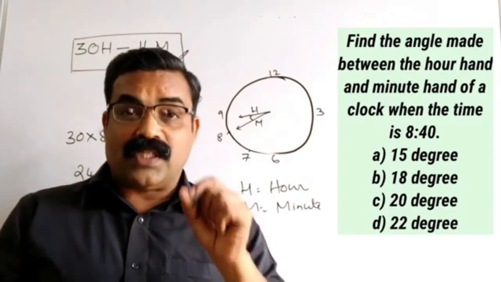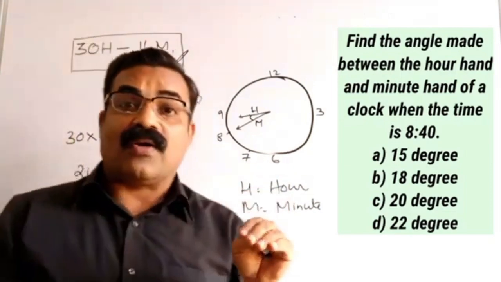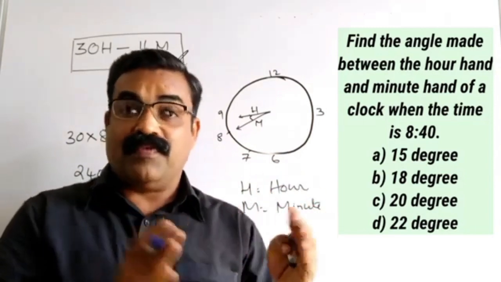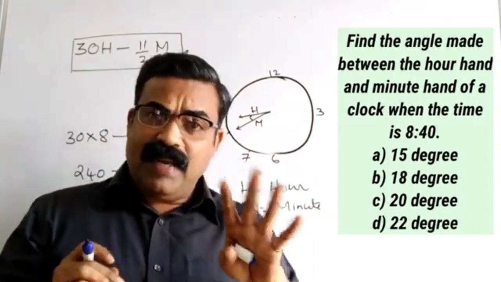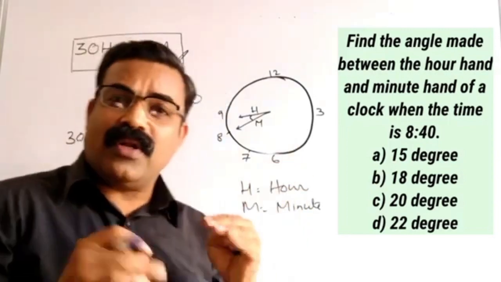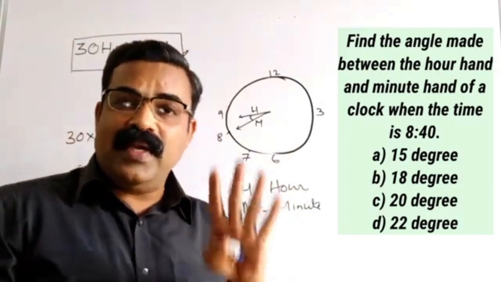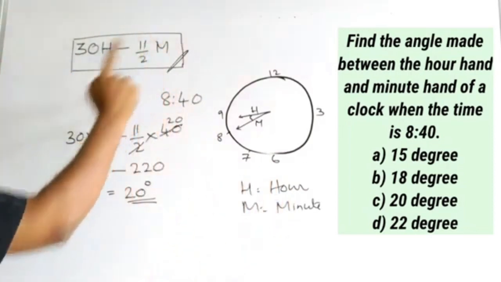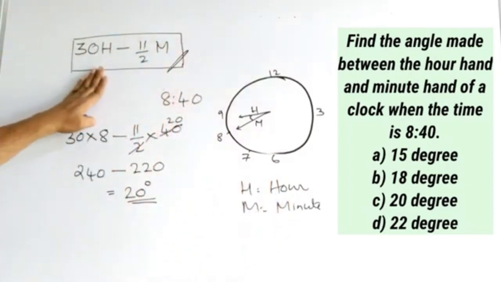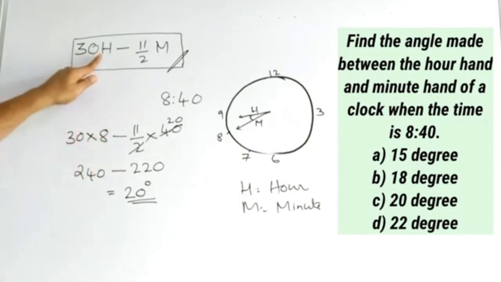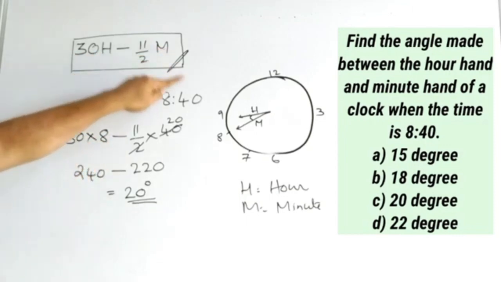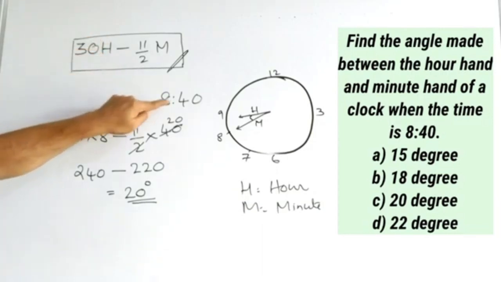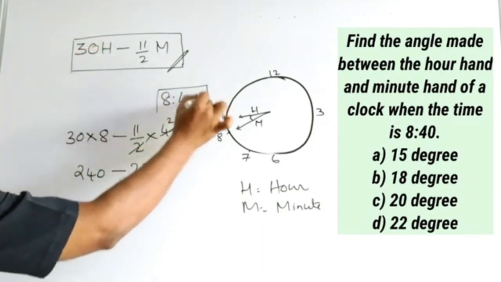This method of solving this type of question is called the formula based approach. We are using a formula here. So any type of question, students, if you have this type of question in your competitive exam, you can simply apply this formula, 30h minus 11 by 2m. Remember this formula and just apply it. H stands for hour and m stands for minute. 8:40 is the time given.